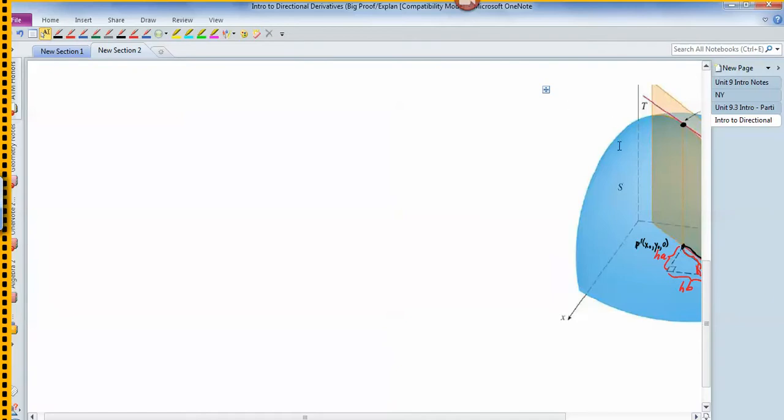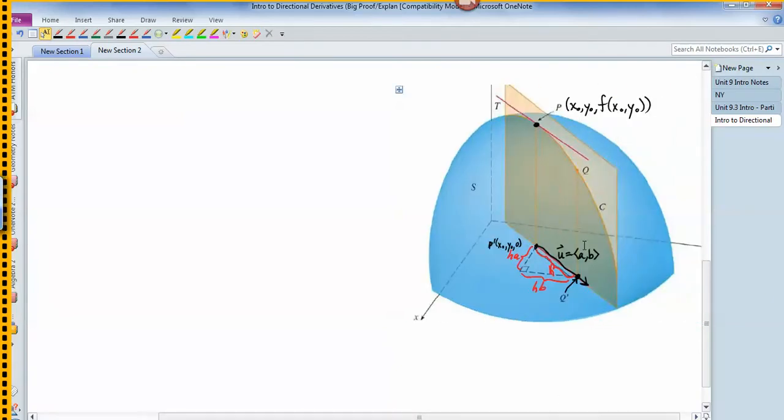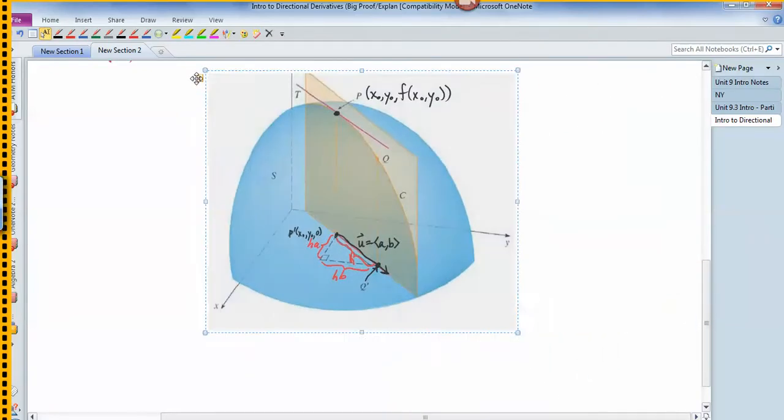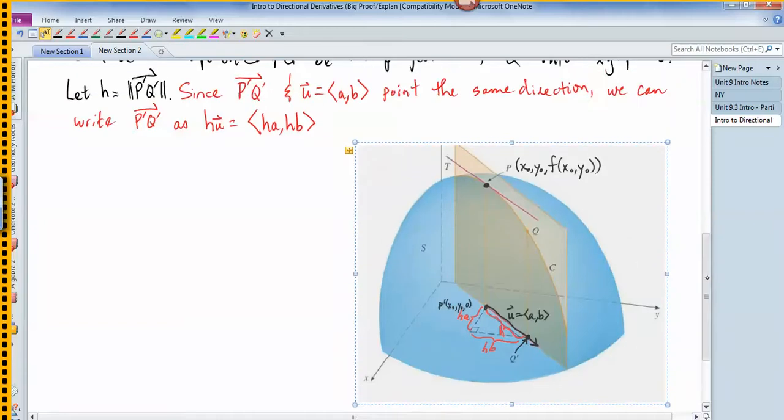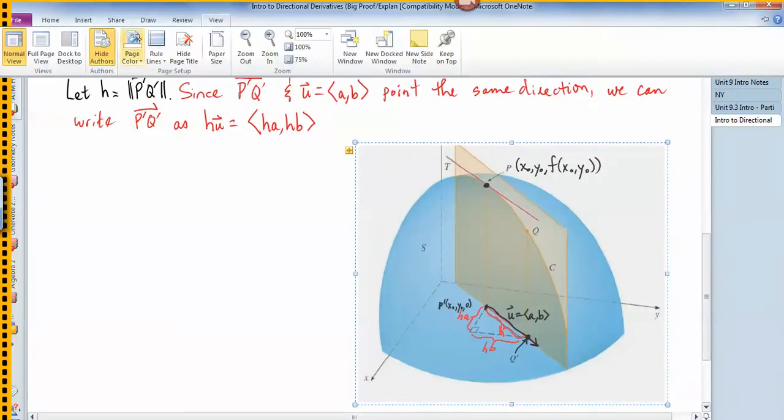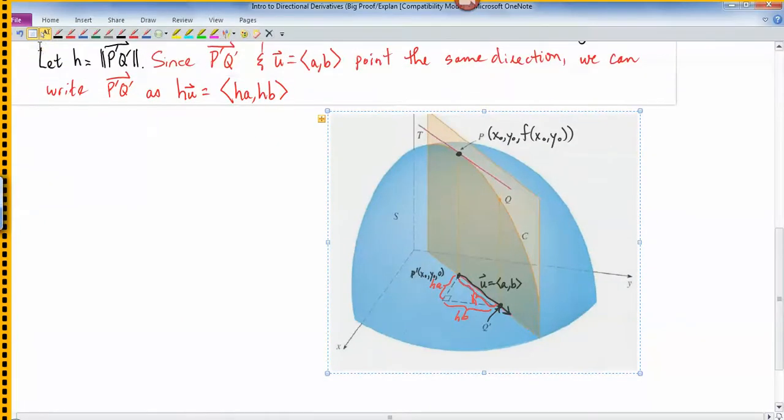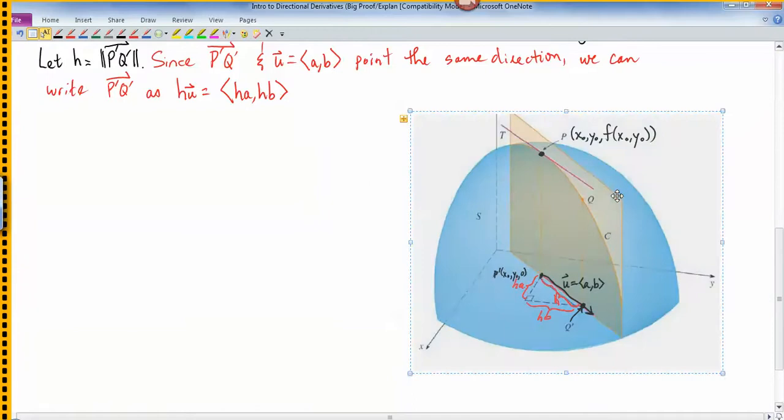Whoop. Come on, let's select that. There we go. And I'll make this a little bit bigger, full page. All right, so let's define Q prime.